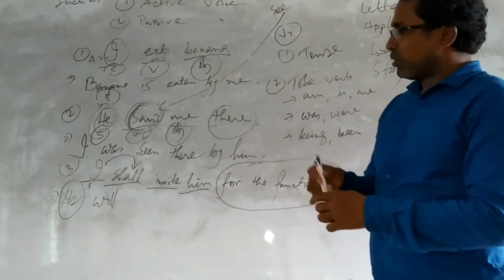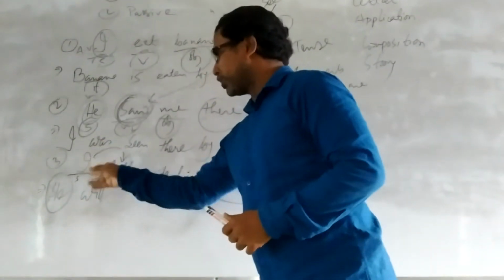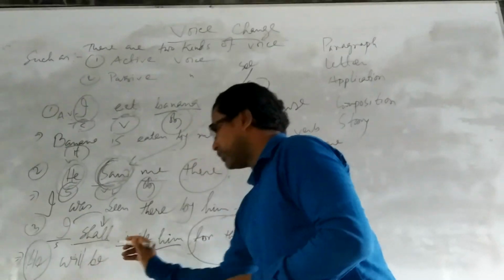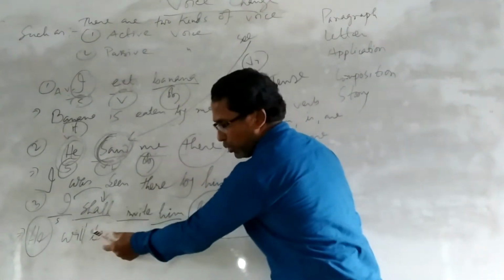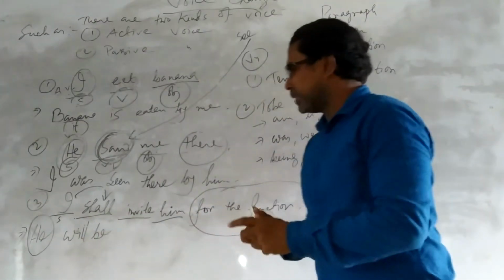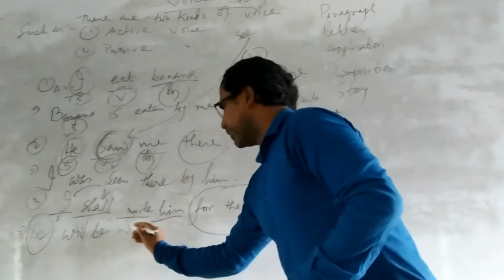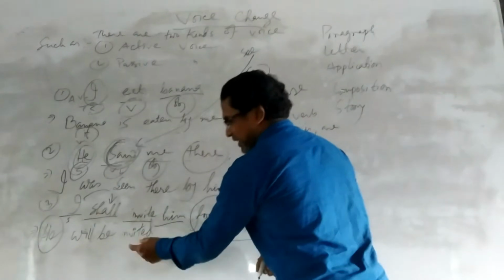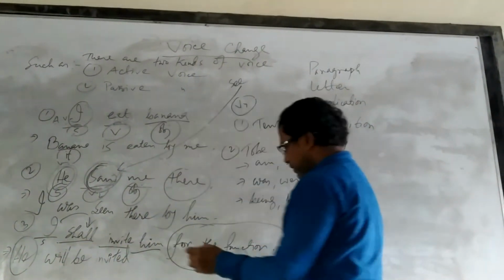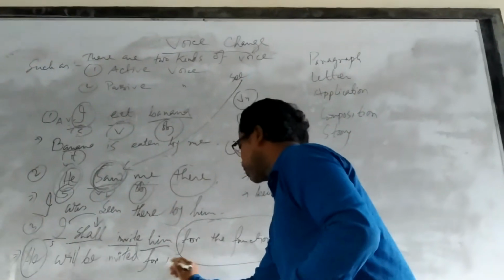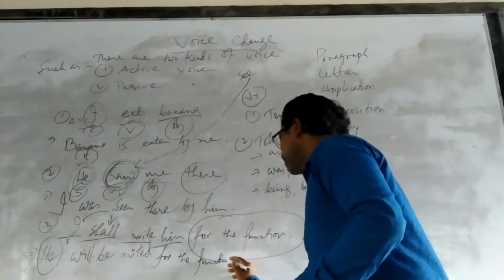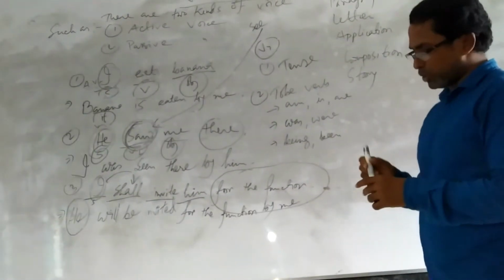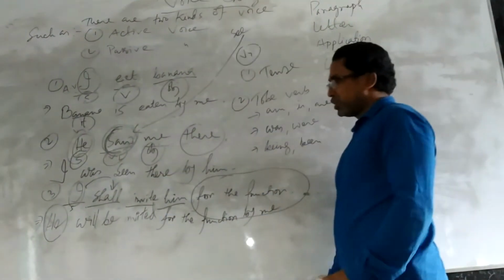So, my dear sir, another thing is that after all modal auxiliaries, whenever we turn a sentence from active to passive, we have to use "be" after all modal auxiliaries. He will be, then the third form of the verb, what? Invite will be turned into invited. The past participle form of the verb invite is invited. So he will be invited. Now we shall write the extension, for the function. Then "by", then I will turn into me, because me is the objective form of I.